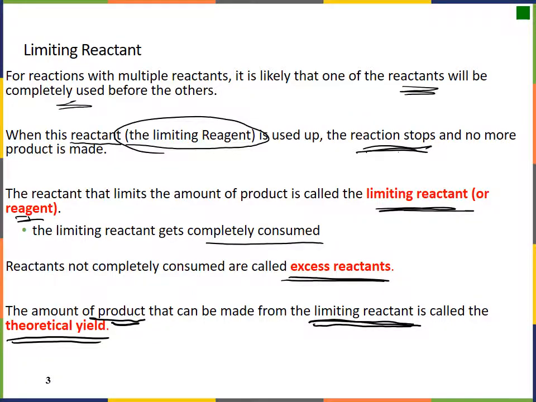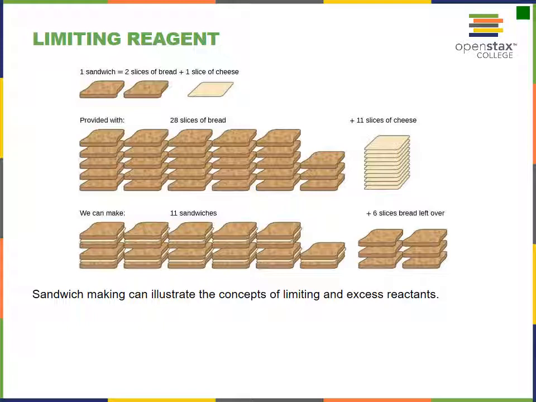So one way of looking at this: a cheese sandwich is 2 slices of bread and 1 slice of cheese, and we're given 28 slices of bread and 11 slices of cheese. We know that we're going to be able to make 11 sandwiches, and if we take our bread, we need 11 of those, so therefore we're going to use 22 slices of bread.